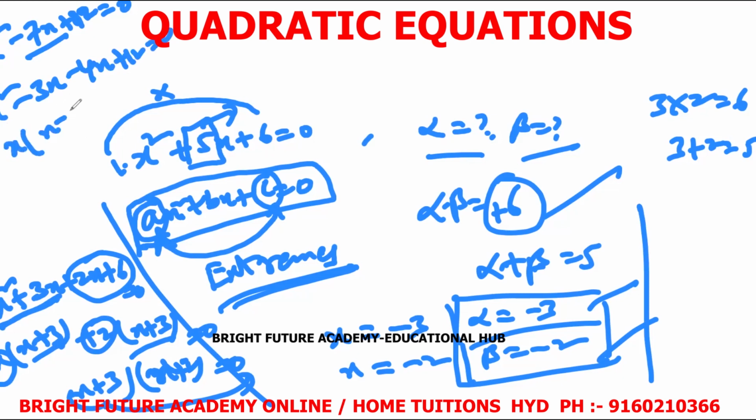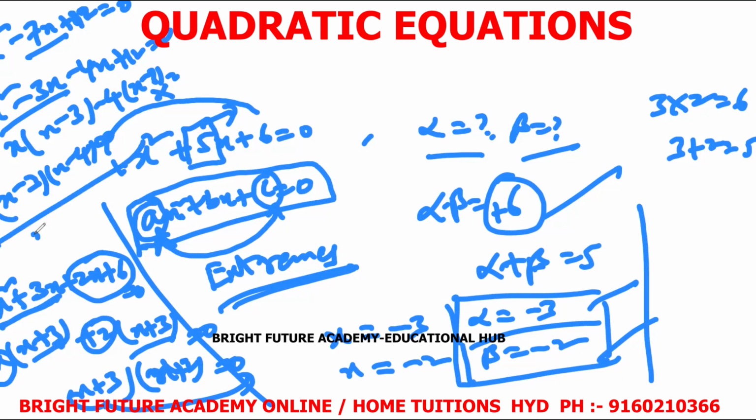Then here we have to take x as common, and minus 4 is common. Then x minus 3 and x minus 4 are the factors. So we should equate them to 0. Then x is equal to 3 and 4. Very good. So alpha is equal to 3 and beta is equal to 4. Correct? So retrieving the roots is very important, as well as choosing the appropriate option is also very important.